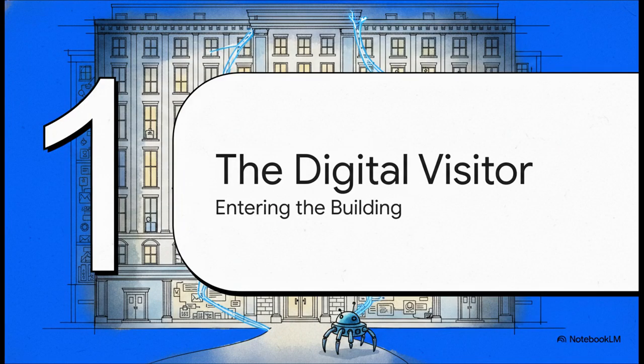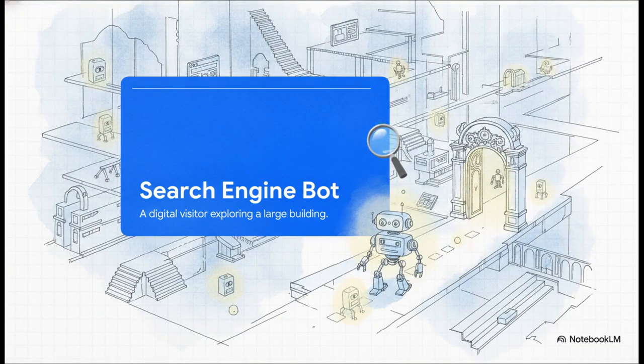Section 1. The digital visitor arrives, entering the building. Okay, let's dive into this overarching metaphor to really lock down how this complex architecture works. Instead of just thinking about abstract code, servers, and network requests, I want you to imagine a website as a massive, physical, multi-story building. And just like any huge physical building, it needs to be actively navigated.